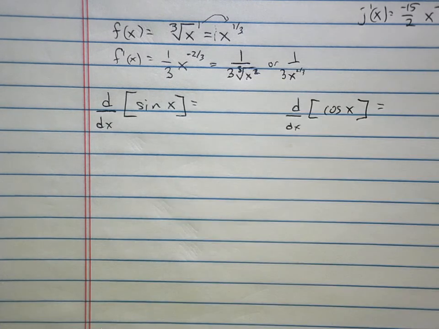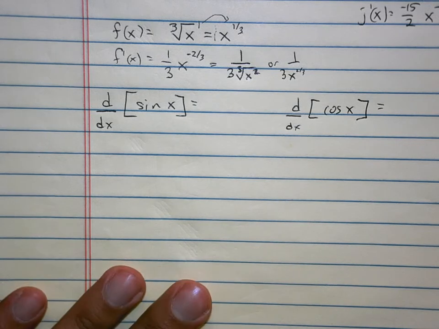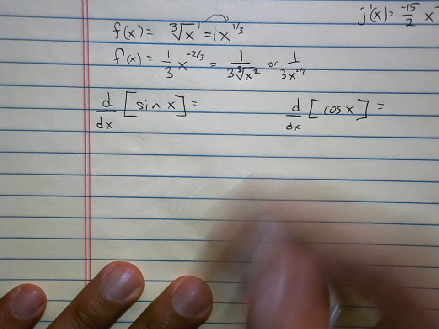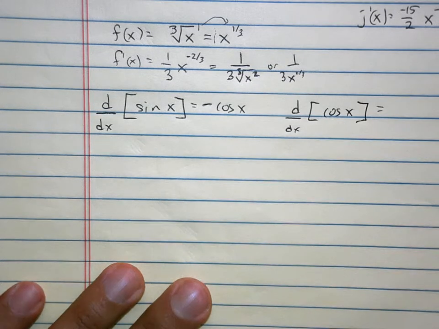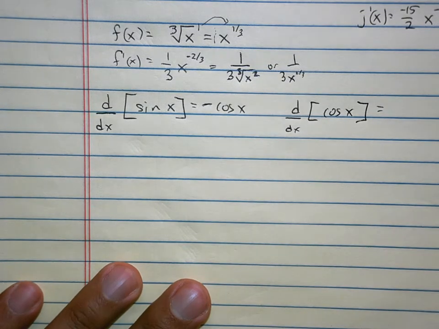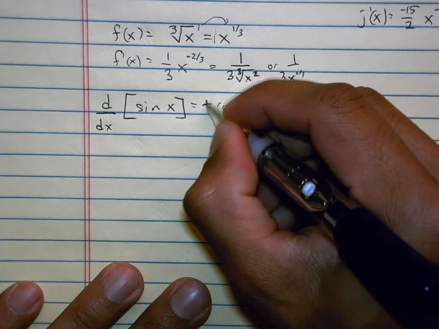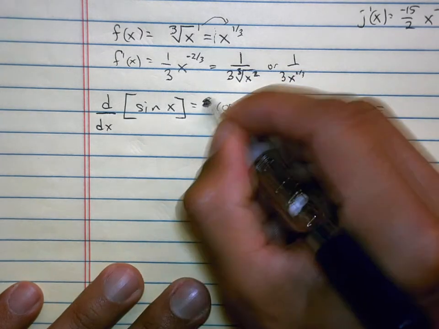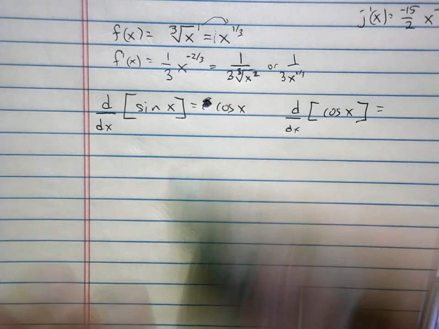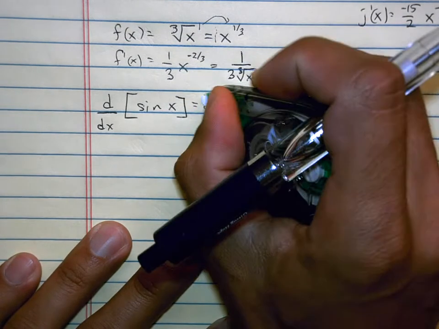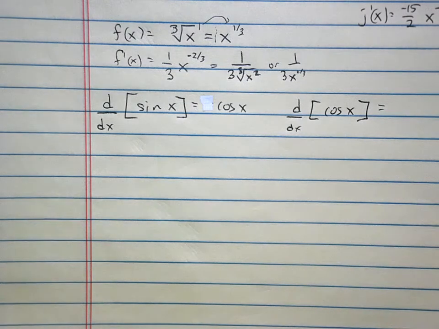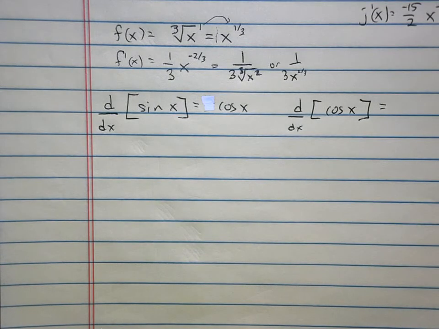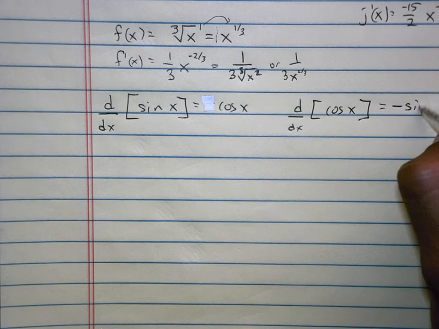Close. Okay, the derivative of sine of x is negative cosine of x. That's not fair. Sorry, positive, thank you. I was doing two things at once. The derivative of sine of x is cosine of x, and the derivative of cosine of x is negative sine of x. That's where the negative belongs.